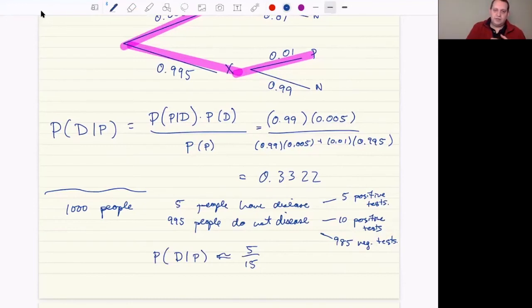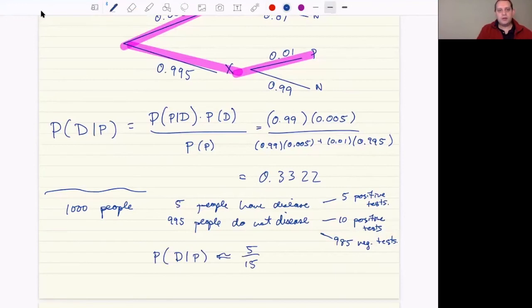So that's the intuition. The reason why the number seems strange is because it's such a rare disease, it's not very prevalent in the population. So that means that the number of positive tests can be skewed towards the people that don't have the disease just because it's so rare. Most people don't have the disease, therefore that could skew the numbers a bit. So that is how that works.